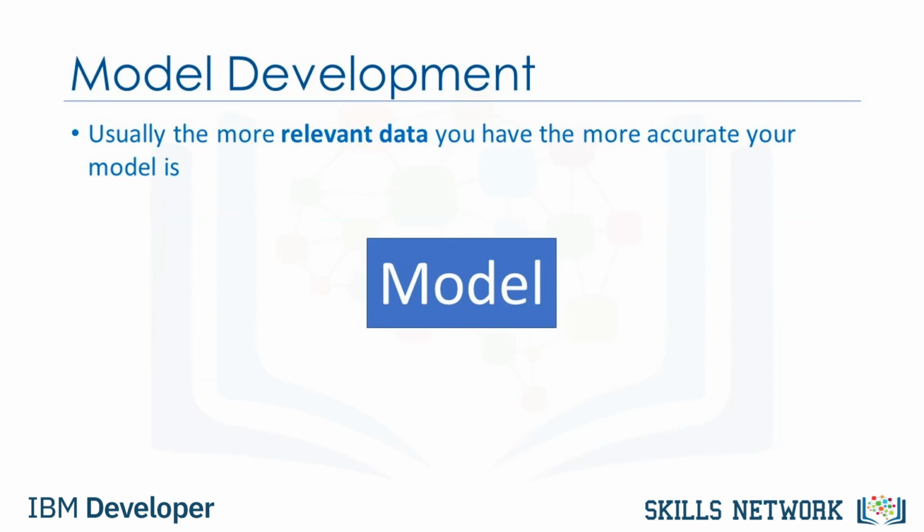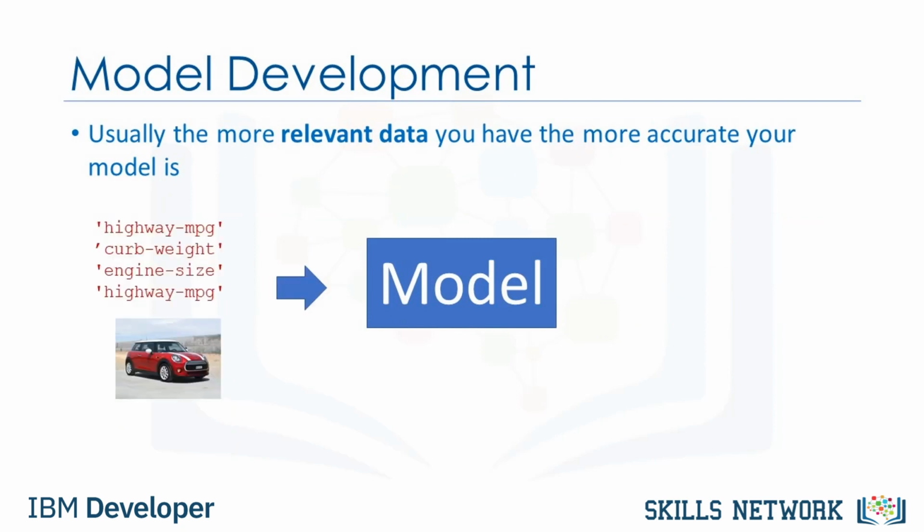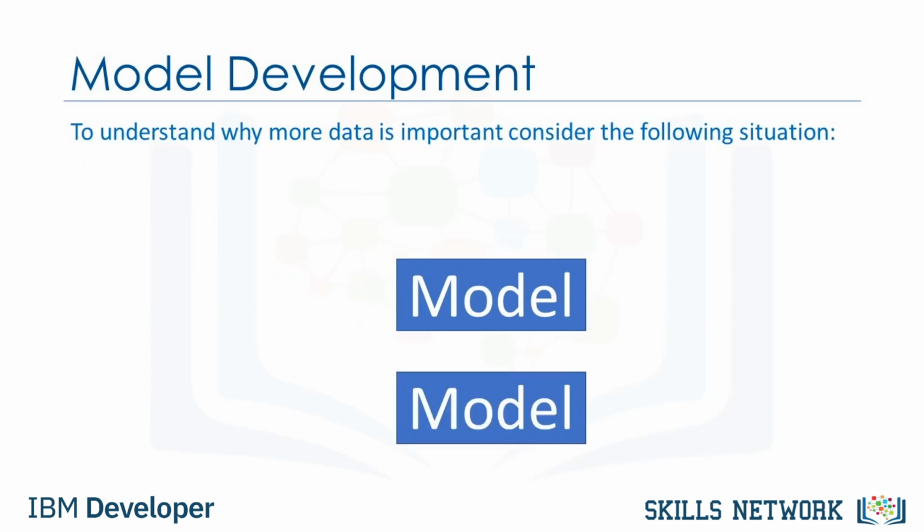Usually, the more relevant data you have, the more accurate your model is. For example, you input multiple independent variables or features to your model. Therefore, your model may predict a more accurate price for the car. To understand why more data is important, consider the following situation.